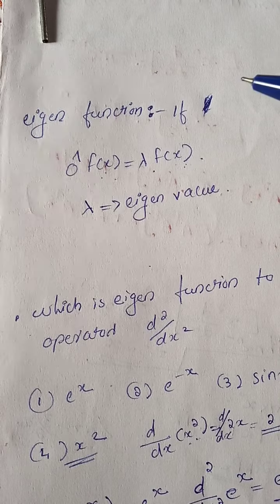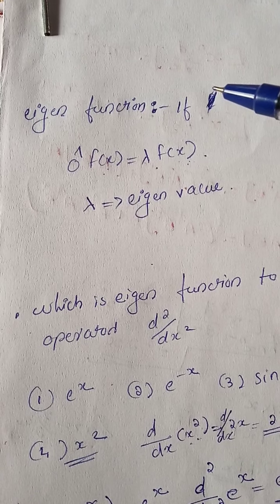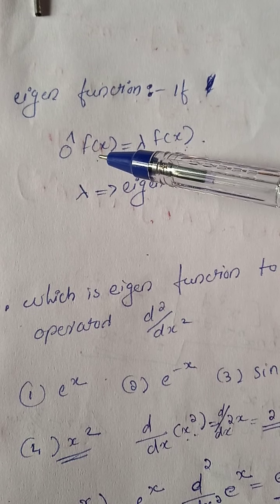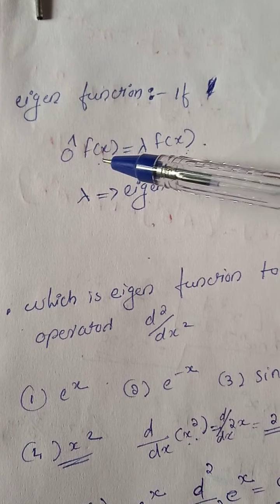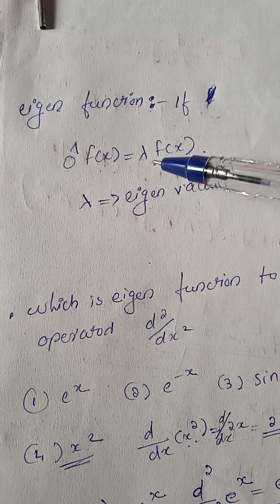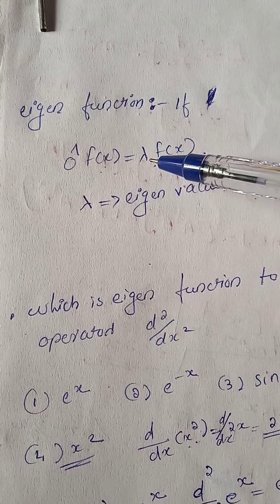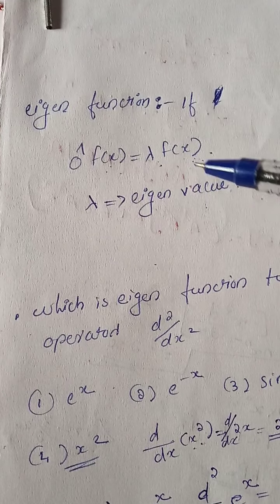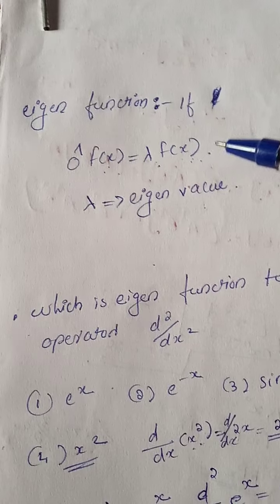Next we are discussing eigenfunctions. What do we mean by an eigenfunction? If an operator operates on a function f of x and we get the same function multiplied by a value, this value, represented by lambda, is called the eigenvalue, and the function is called the eigenfunction.